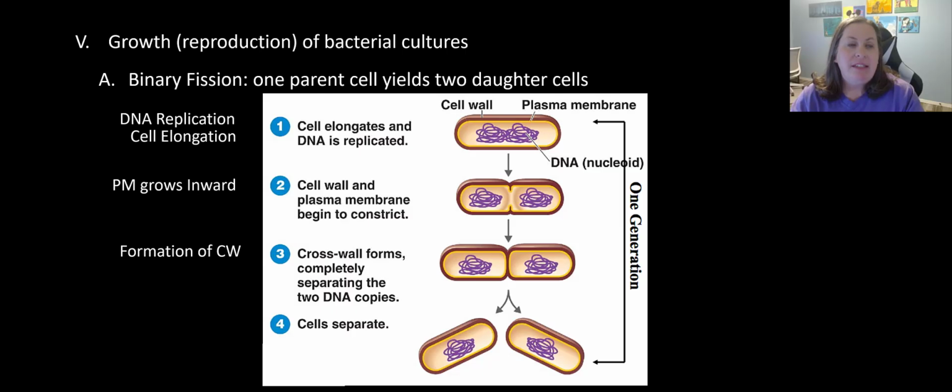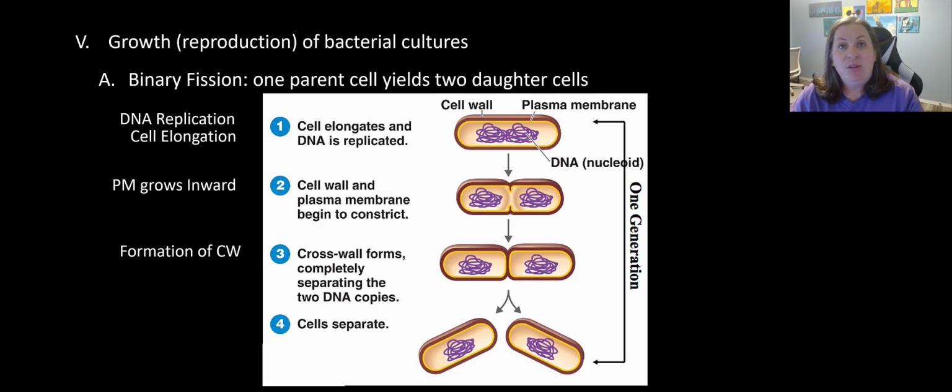Now remember, bacteria are going to grow or reproduce through binary fission. So these bacterial cultures are going to have one parent cell that's ultimately put on the media. It will then start to grow into 2 cells, then 4, then 8, then 16, and so on. And it does it through this process of binary fission, and it can actually do it pretty fast.